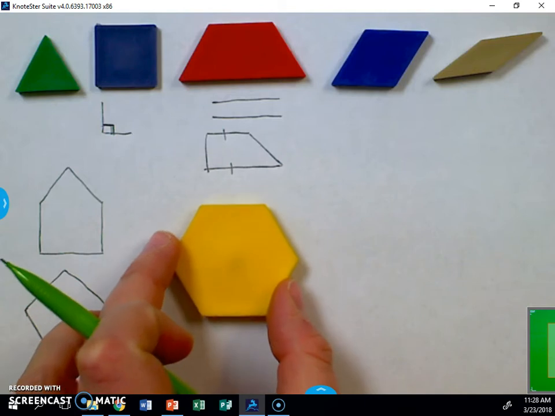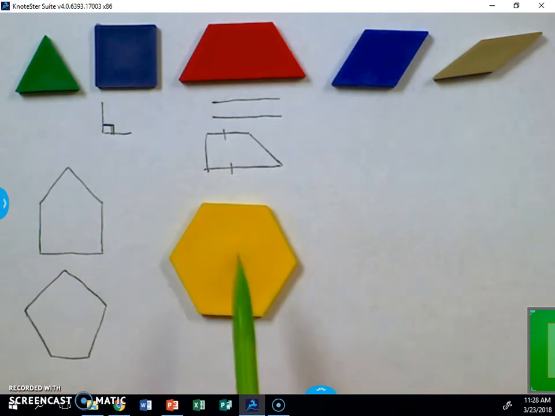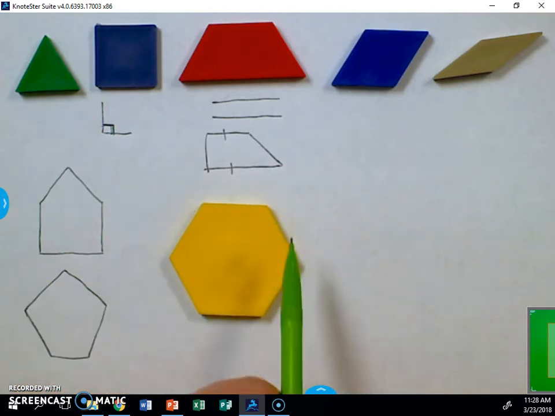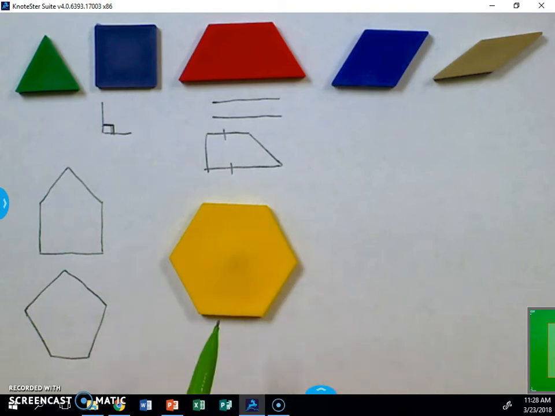The very last shape we're going to talk about is a hexagon. A hexagon is a 6-sided shape with 6 angles. These are all of the basic two-dimensional shapes that your child will need to know. Next, we're going to be going on to three-dimensional shapes.